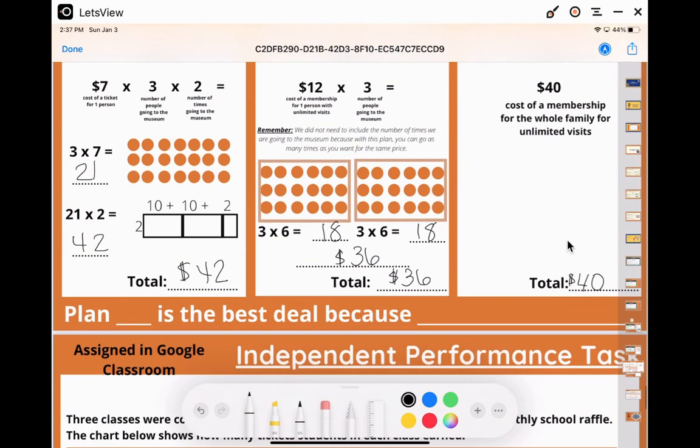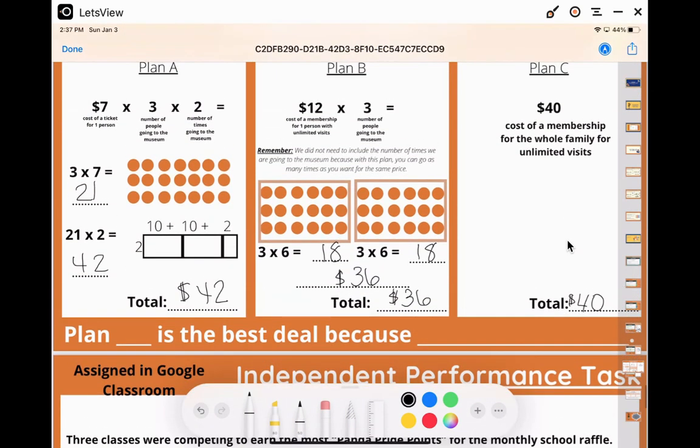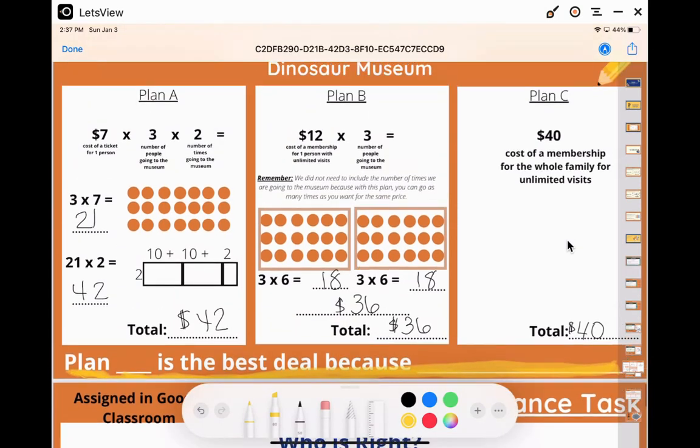And so now what I want you to write in the Nearpod is which plan is the best deal and why. And here is your sentence frame right here at the bottom of the screen. Plan blank is the best deal because. Take a look at the information here and tell me which plan is the best deal.